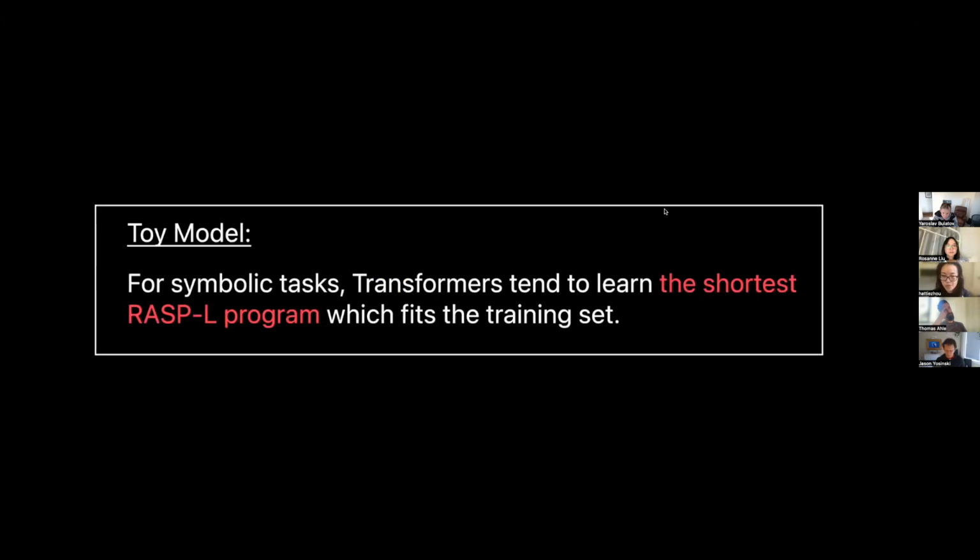Okay, and I'm going to try to teach you a little bit of RASP later, but with this, we can reformulate our intuition into a pretty strongly stated toy model. For symbolic tasks, transformers tend to learn the shortest RASP-L program which fits the training set.